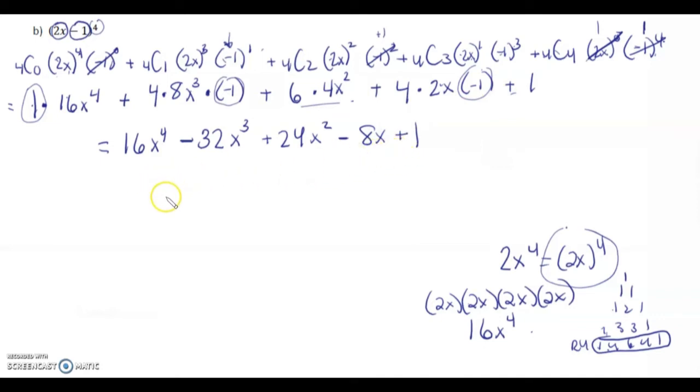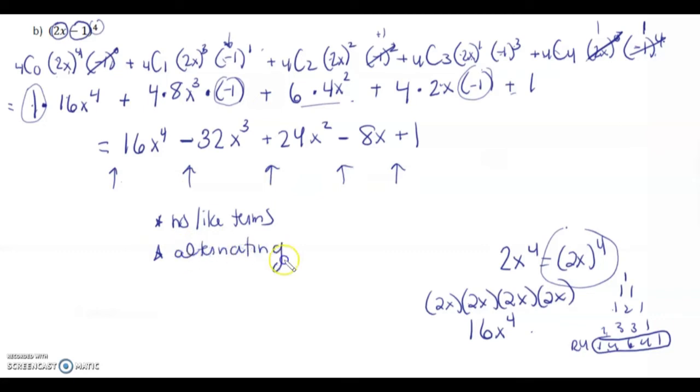So, 2 highlights. First, cannot collect, there's no like terms, so we're done. And the second thing is, if you notice, the pattern is positive, negative, positive, negative, positive. So alternating positive and negative signs. Okay, so again, if there is a negative in the original, it's going to alternate positive, negative signs.